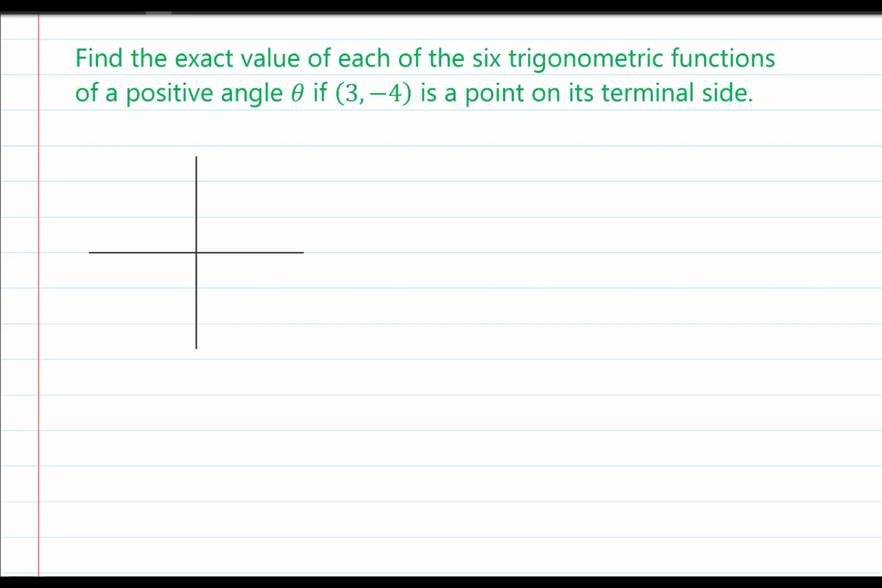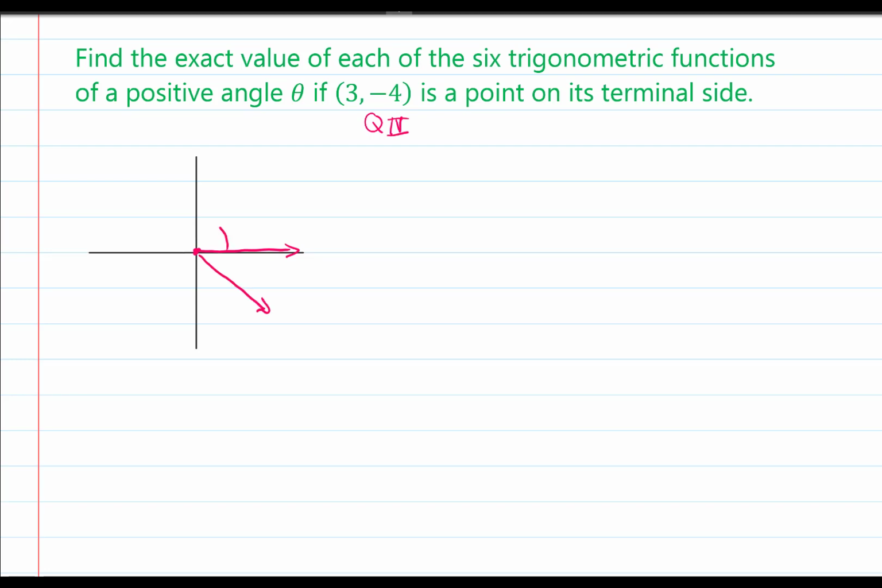Now let's look at an example where we are being asked to find the exact value of each of the 6 trigonometric functions of a positive angle theta if 3, negative 4 is a point on its terminal side. Let's start by drawing the angle, and this is not a required process to draw it out. This is just something I like to do to make sense of the problem, to represent the information that we're given. Let's start with the vertex of the angle on the origin, the initial side on the positive x-axis, and identify where the terminal side of the angle would lie. That would be in quadrant number 4 because 3, negative 4 also lies in quadrant number 4.